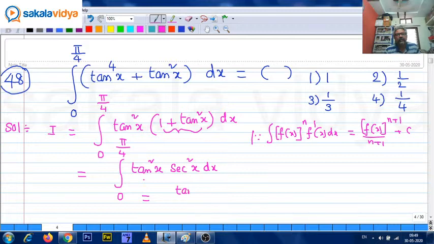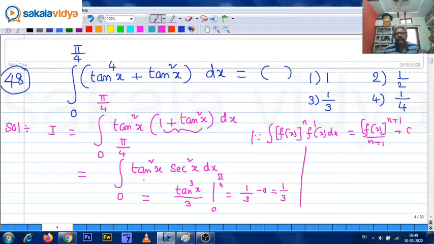So we can write, since the derivative of tan x is secant square x, tan cube x upon 3, with limits 0 to pi by 4. So this equals tan pi by 4 is 1, 1 cube is 1, so 1 by 3 minus tan 0 cube, which is 0. So the answer is 1 by 3.